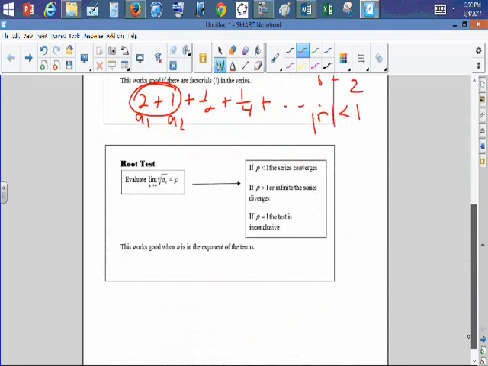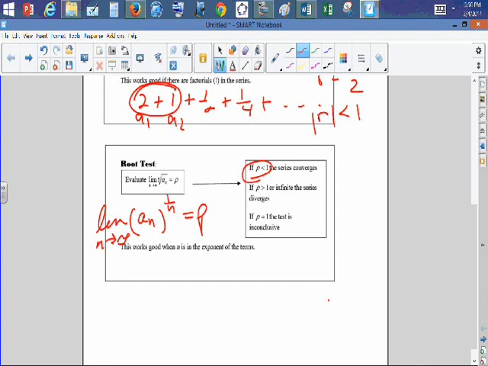Okay, the last test, I'm going to show you the last test, and then we are going to look at a couple examples. So the root test is basically taking an nth term and raising it to the 1 over n power and seeing what you get. So if you take the nth root of an nth term, and if you end up with a value that is less than 1, the series converges. If you end up with a value that's greater than 1, the series diverges. And if you end up with a value that equals 1, that's inconclusive. You got to use a different test. Okay, this works really great when you have n in your exponent.